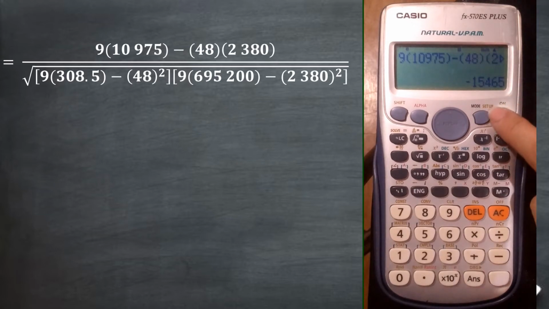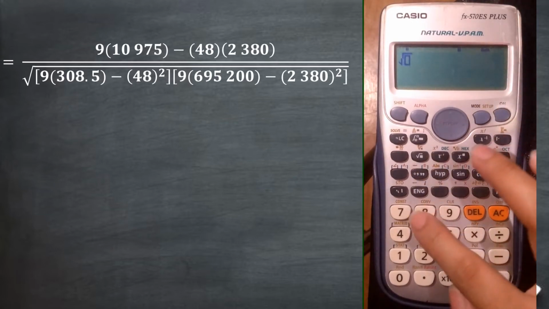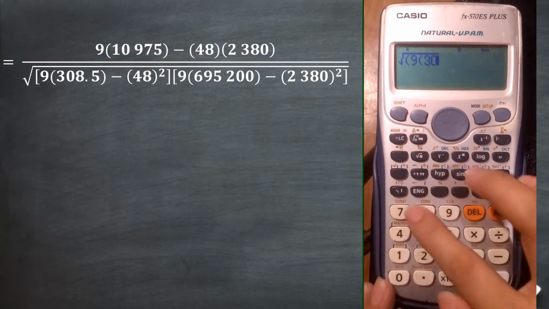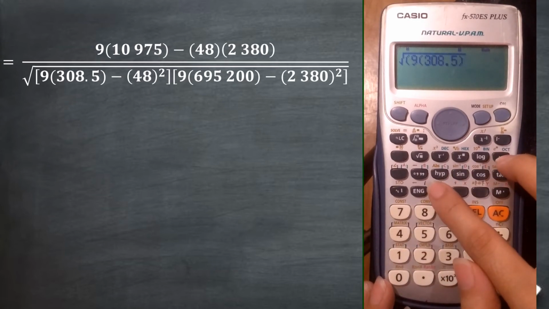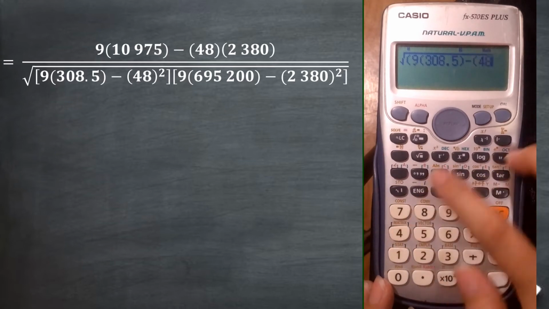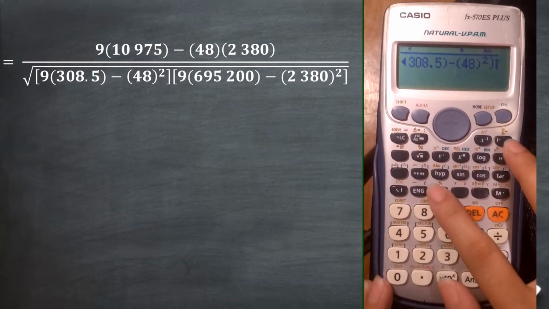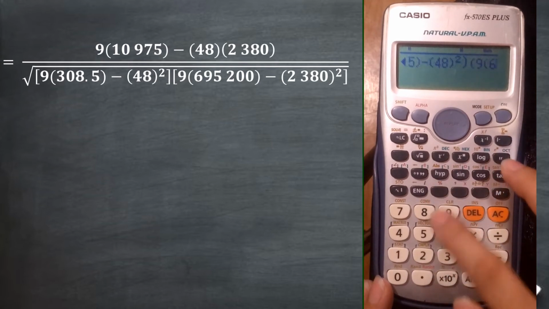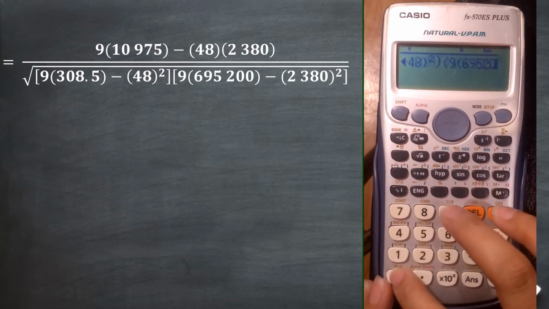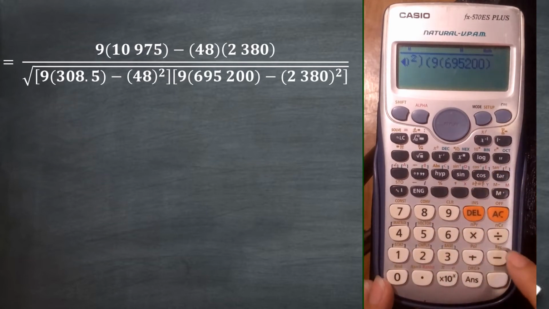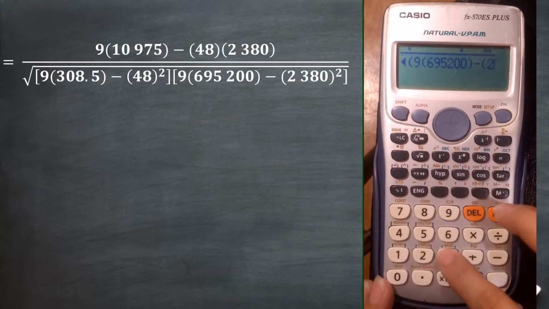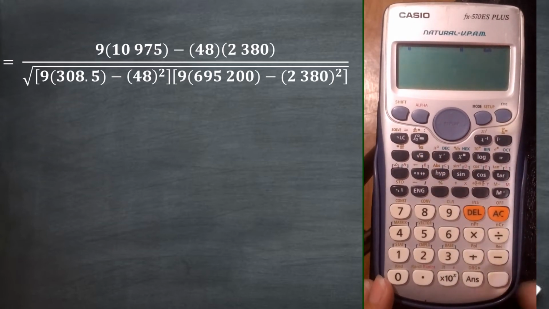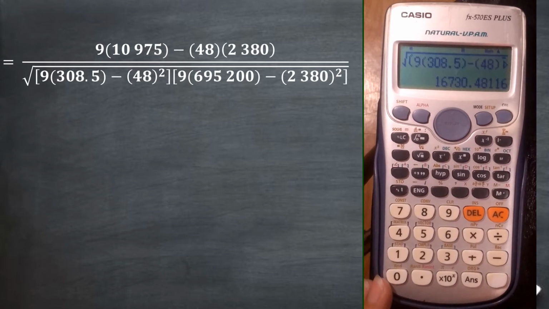15,465. Next, solving for the denominator: square root of [9 times (308.5) minus (48) squared] times [9 times (695,200) minus (2,380) squared], then equal sign. That is the value for your denominator.